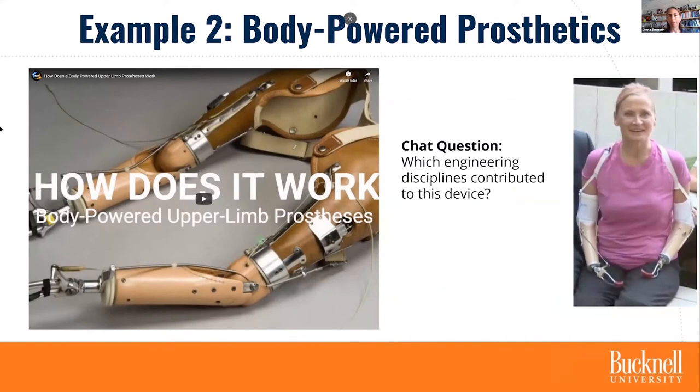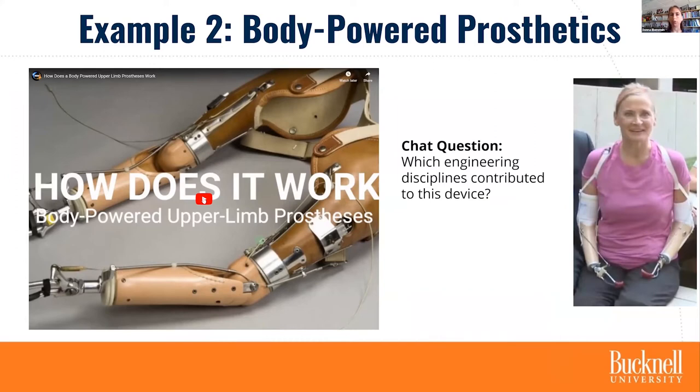So the first type of prosthetic I want to show you is just a body-powered prosthetic. I guess the most basic is just an aesthetic one, one that just looks like a hand so that people don't notice that you don't have a hand. But the one we're going to look at here is the body-powered prosthetic. So we're going to watch a little video that shows how it works.